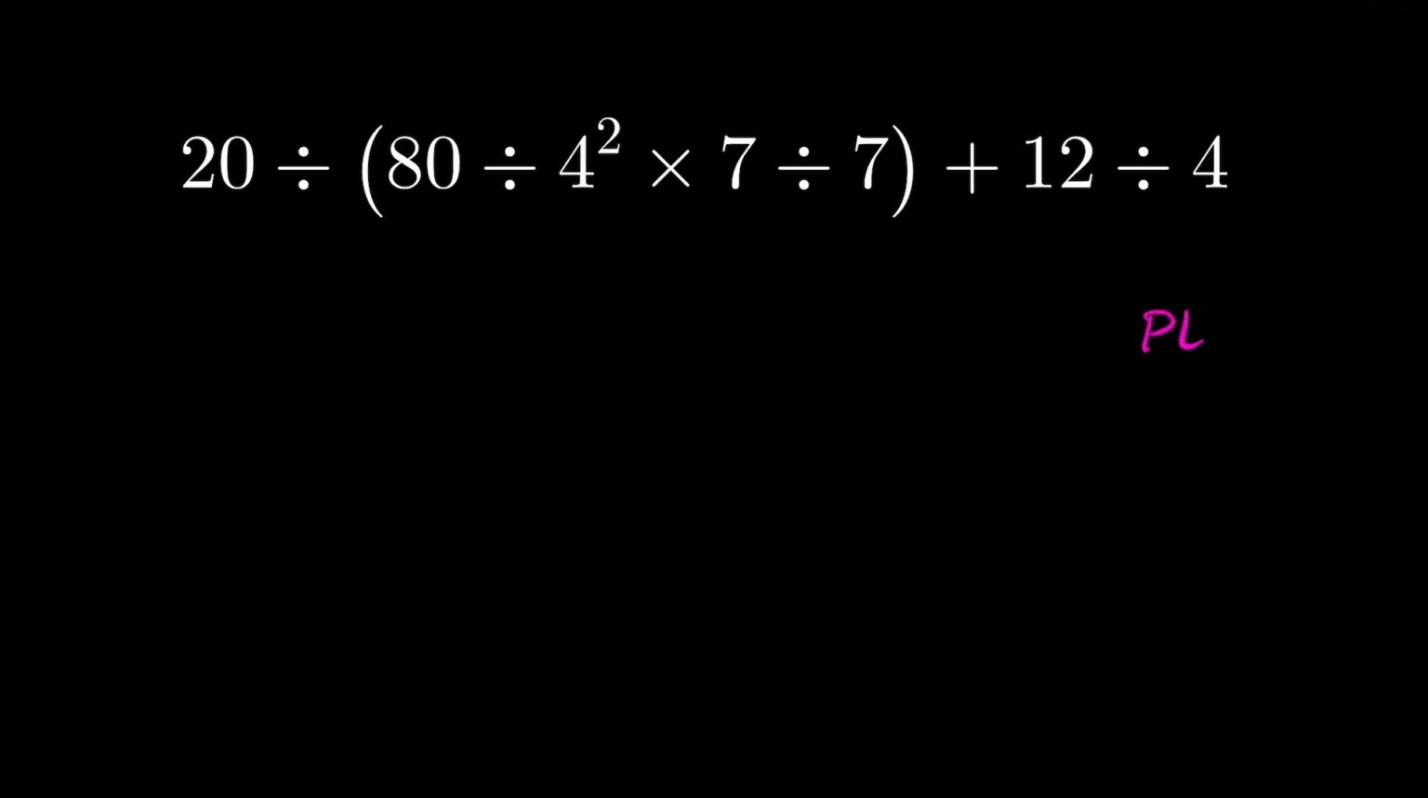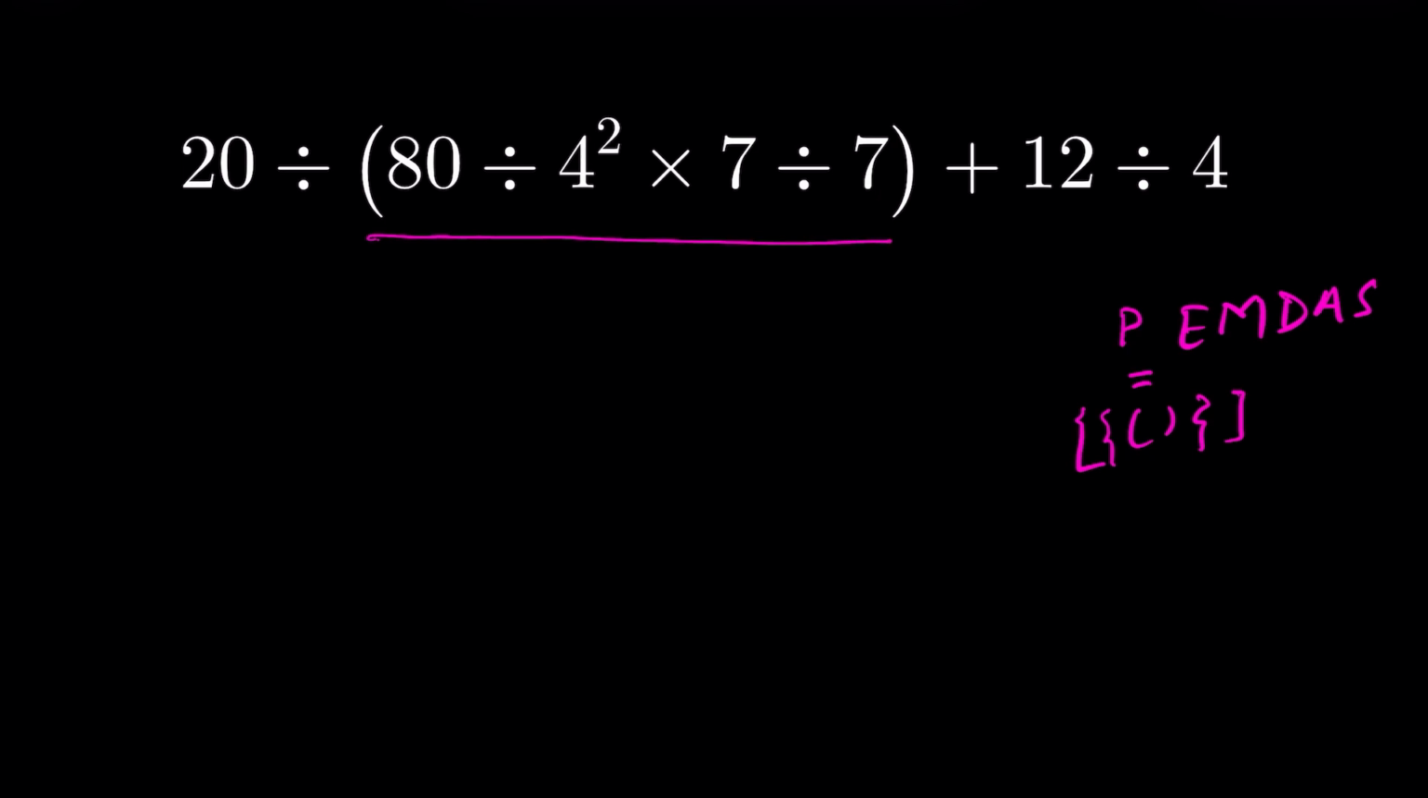In PEMDAS, P stands for parenthesis. It means that we have to solve the parenthesis first. Parenthesis means the brackets: the smaller bracket, the curly bracket, or the box bracket. So here we have this parenthesis part, so we will first solve this. In parenthesis also, we have to follow this PEMDAS rule.